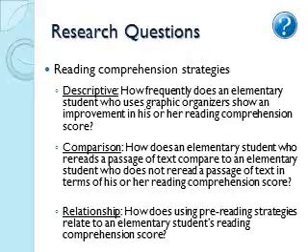The third example is a relationship question. It asks about the relationship between using pre-reading strategies and a student's comprehension. It says, how does using pre-reading strategies relate to an elementary student's reading comprehension score? There are many questions that could be answered with the single subject research method.